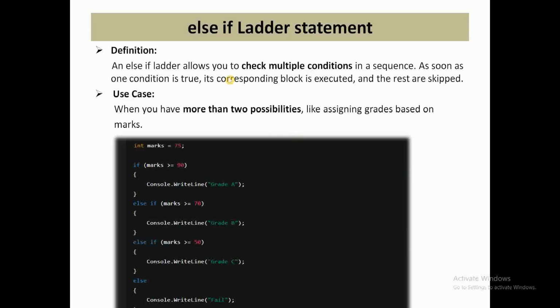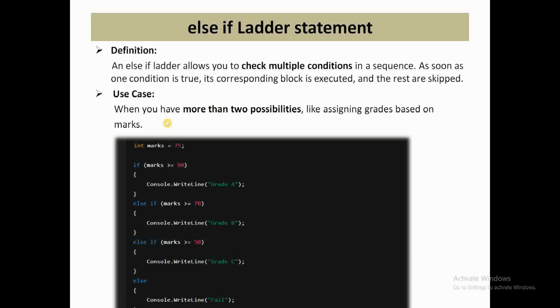Next we have the else if ladder statement. Suppose we have more than two conditions and we have to apply all of them. We can use else if ladder statements, where we can write more conditions with if else statements, like an else if block, or multiple else if blocks. An else if ladder allows you to check multiple conditions in a proper sequence. As soon as one condition is true, its corresponding block is executed and the rest are skipped.